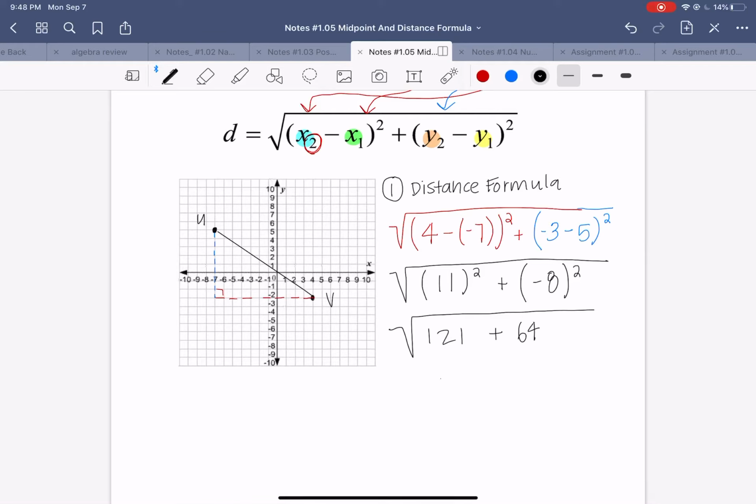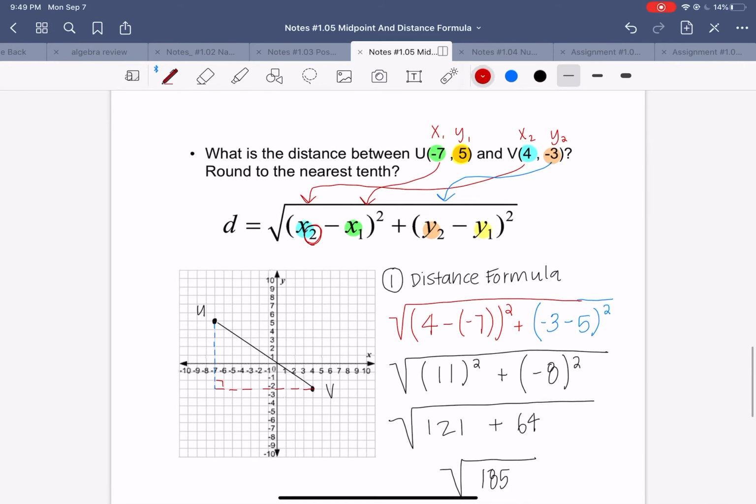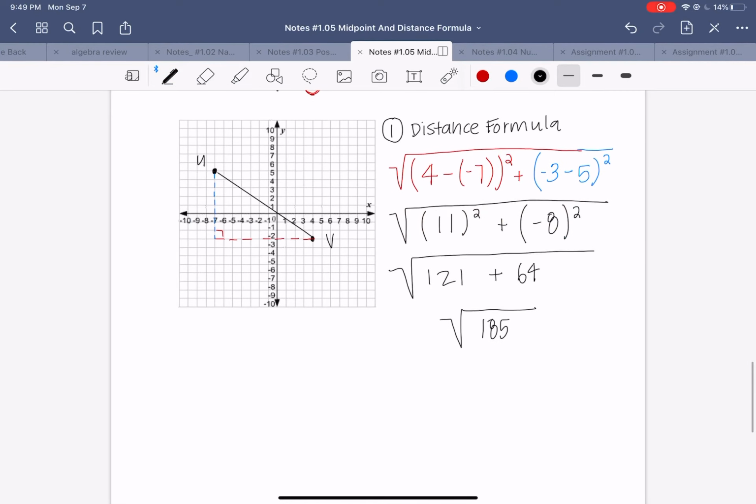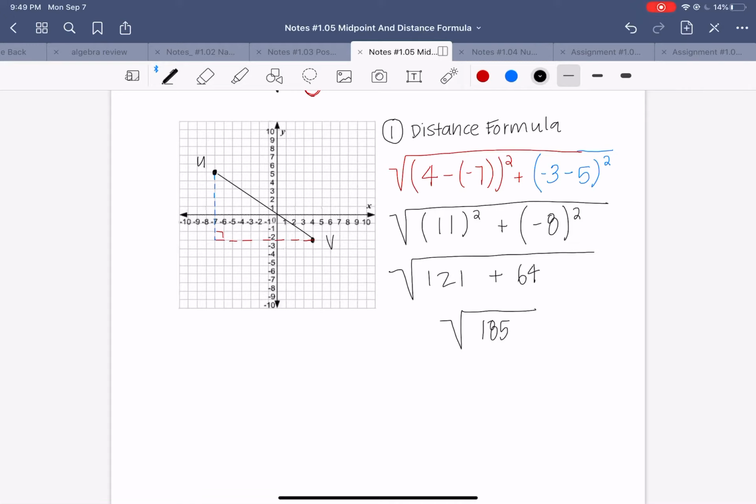121 plus 64, I get 185, I believe. Yep. All right. So we need to round to the nearest tenth, so that's the first decimal. So nearest tenth is the first decimal. So I'm going to take the square root. I don't know this off the top of my head. I've got to do mathematics. Calculator.